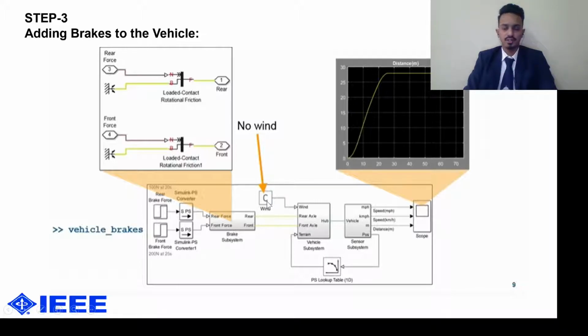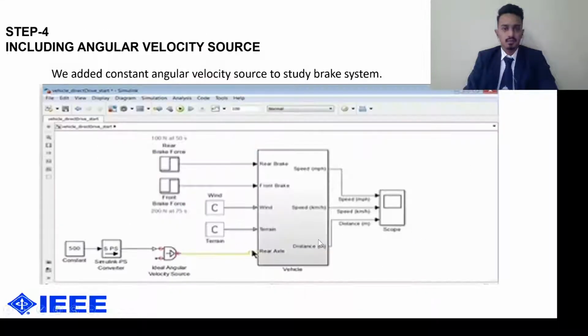Therefore, we won't give a wind velocity this time. We are going to add a loaded contact rotational frictional force, that is the rear force and the front force. So we are going to apply 2 brakes on the rear axle as well as the front axle. Therefore, the rear axle is there, the front axle is there.